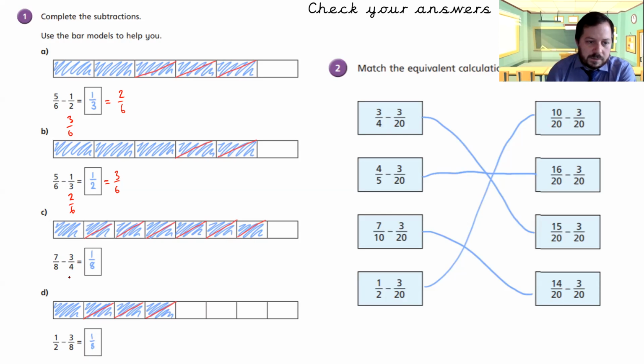This one here, we've got to times this by 2 to get 6/8. So 7 minus 6 is 1/8. Then here again, we've got 4/8 because we're timesing it by 4. So 4 minus 3 is 1/8. Then we're just matching the equivalent calculations, and they go across. So it's just working out that this is times by 5. So you get that here, and you just work out which ones are the same.